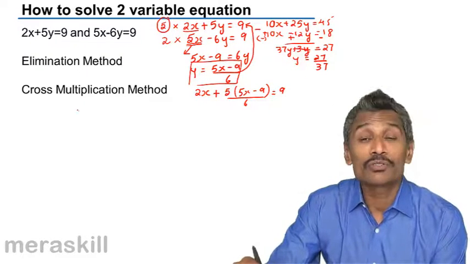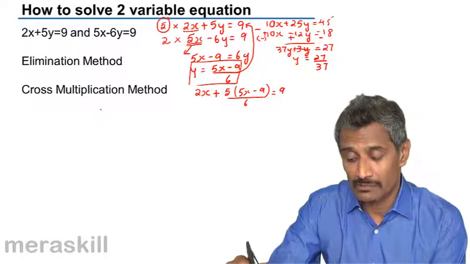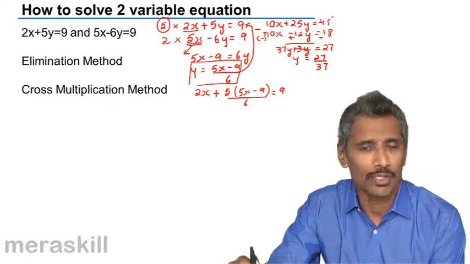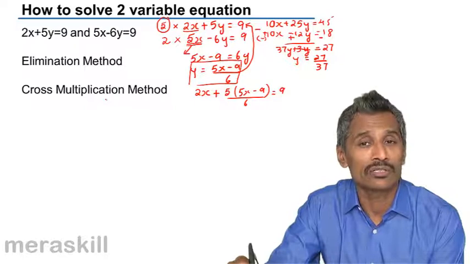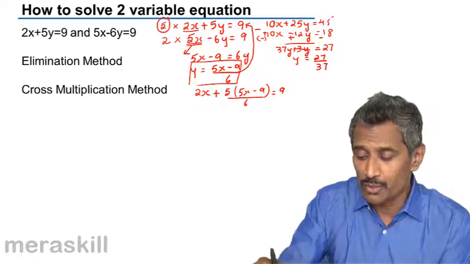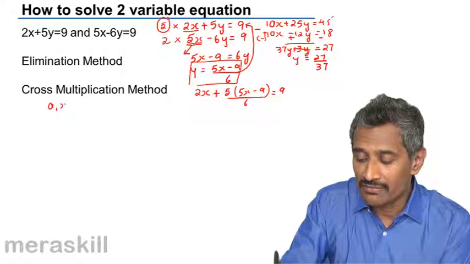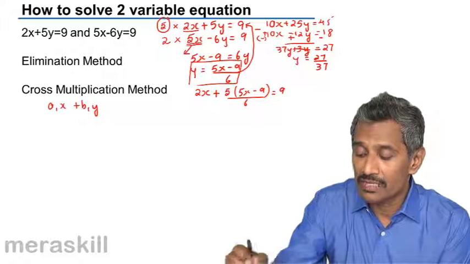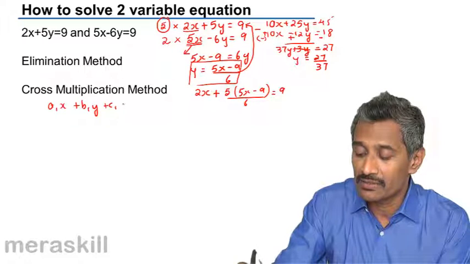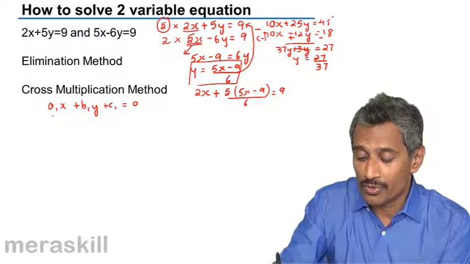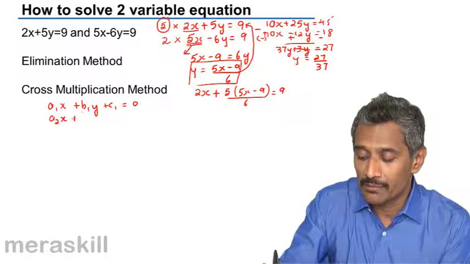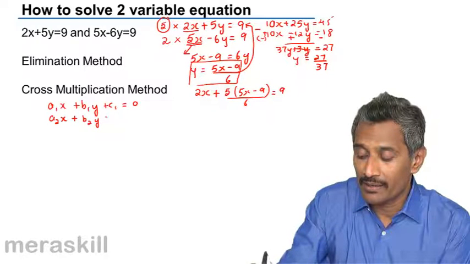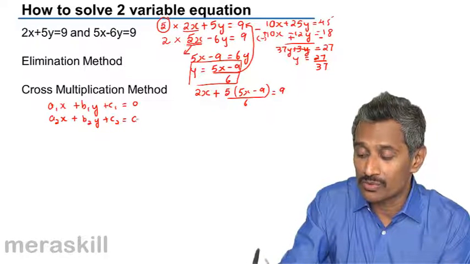Now suppose you want to do the same thing by cross multiplication method. Another name given to this, just for your information, is Cramer's rule. So what we do is we have this equation as a1x plus b1y, and we take this 9 to that side and call it plus c1 is equal to 0. This is going to be called a2x plus b2y plus c2 is equal to 0.